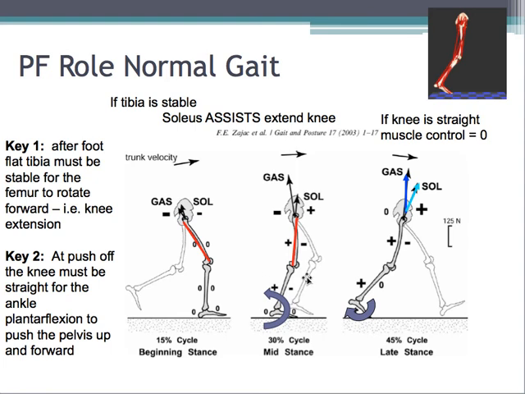The second key is at push off. Here we see this 45% cycle position, where the knee must be straight for the ankle plantar flexion to push the pelvis up and forward. If the knee's straight here and we plantar flex the ankle rapidly and hard, all that energy will be immediately transferred through the knee and to the trunk. As we can see in the arrow, the gastroc will push the trunk upward, which gives us better support.